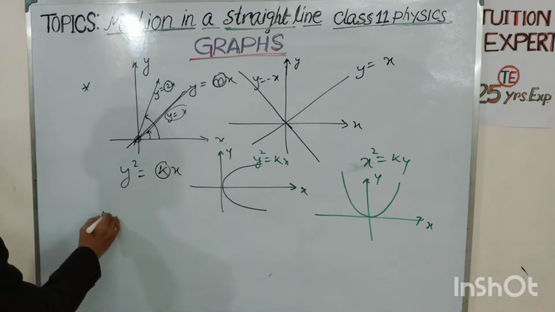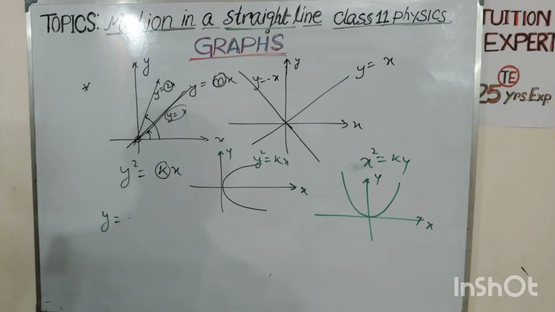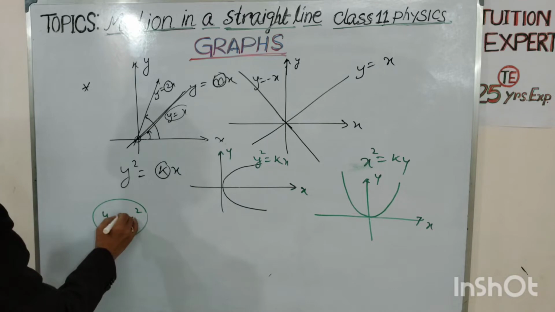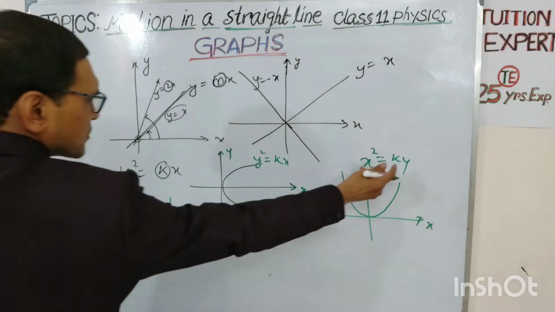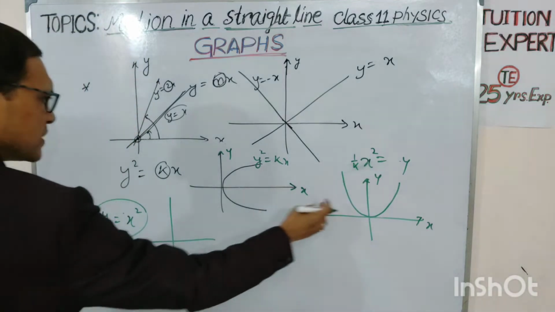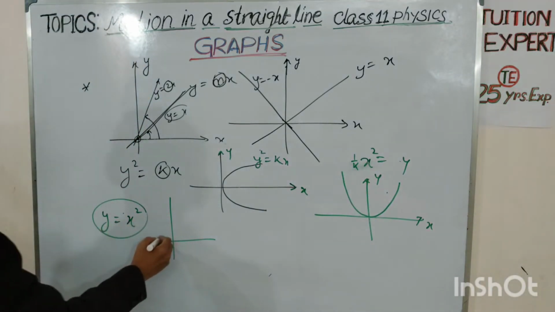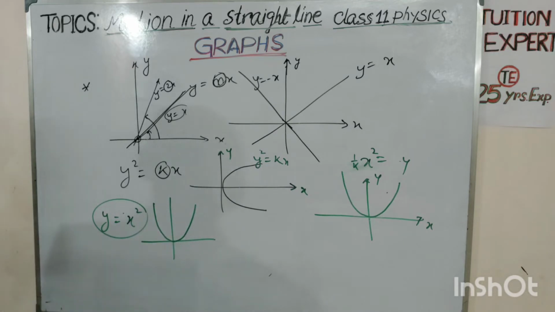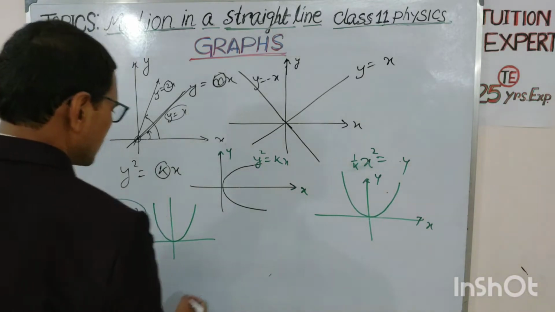Suppose y equal to x square. Obviously y equal to x square means this. If k is here, then the graph will be in this way. So y equal to x square, the graph will be this way. Then y equal to x square, and y equal to x cube.